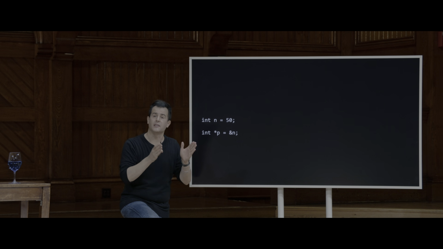So now if I go into my terminal and do make addresses and do ./addresses, what should I see on the screen when I hit enter? 50. So I indeed see now 50.